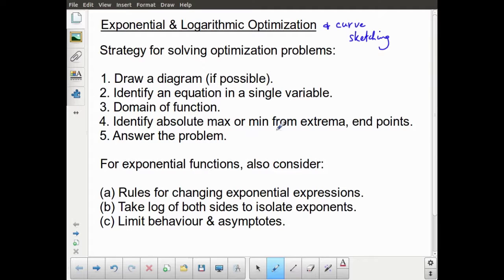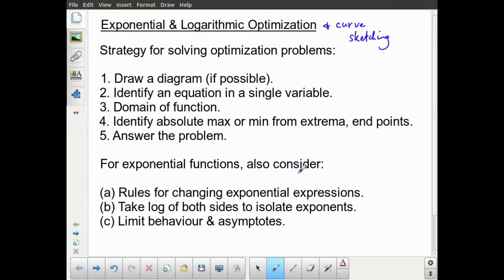Once we've done our first or second derivative, we're going to want to use some combination of those to identify absolute max or mins from any extrema we have, or any endpoints. And of course, for endpoints, we also need to understand the domain. The extrema are going to come from our first derivative test, and then we classify them using either the first or second derivative test. And don't forget to answer the problems.